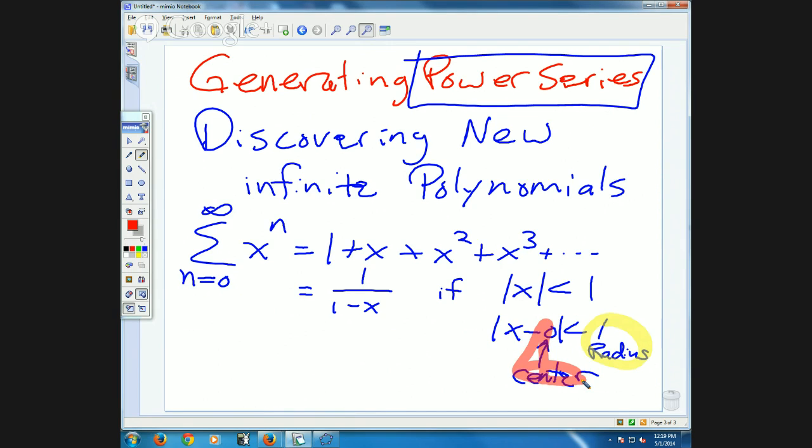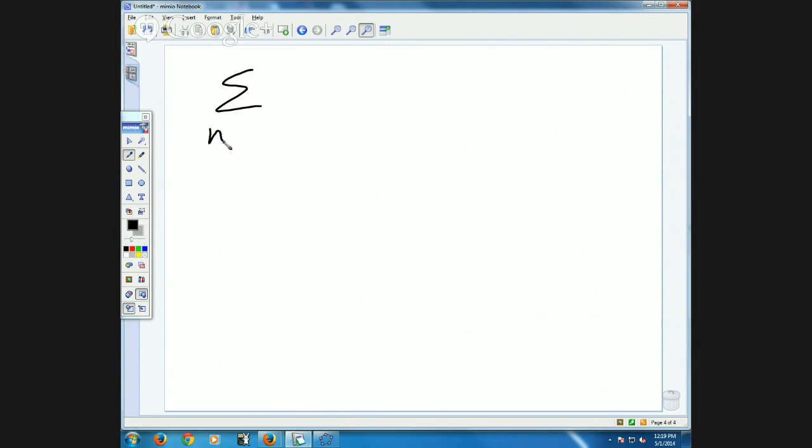All right, so in general, power series look like this. Let's see, A sub n. That's kind of a general power series. Coefficients are the A sub n's. They can be all different kinds of things. In my previous one, they were always 1. My center was 0.